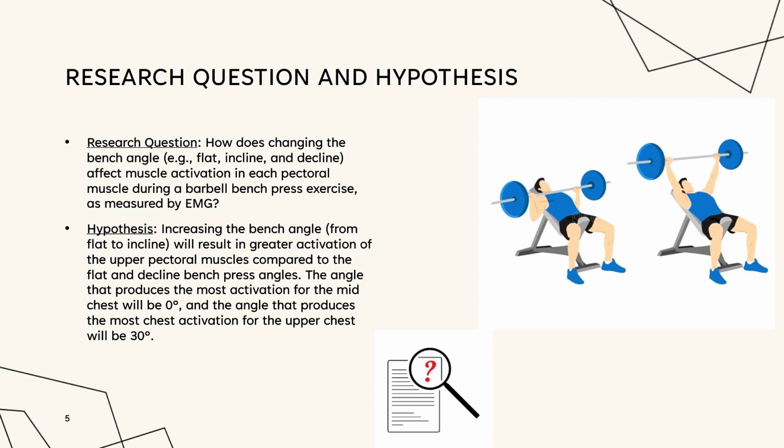More specifically, our research question is: how does changing the bench angle, for example from flat, incline, or decline, affect muscle activation in each pectoral muscle during a barbell bench press exercise as measured by EMG?